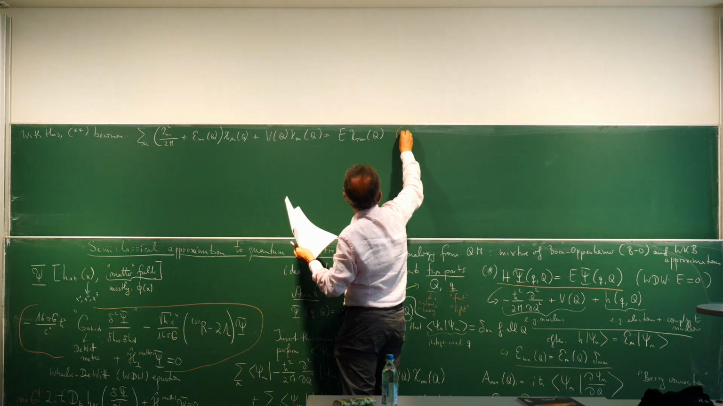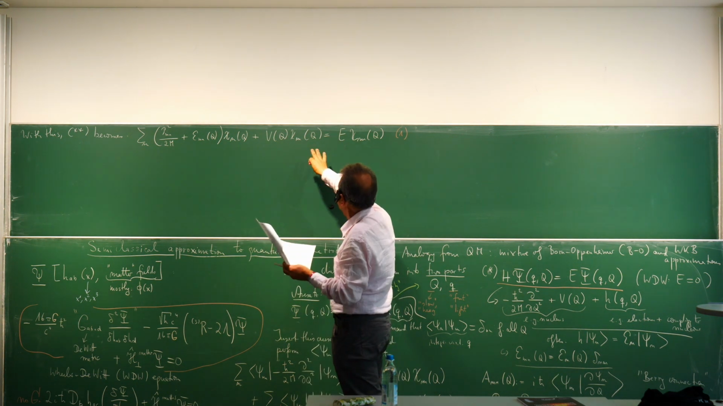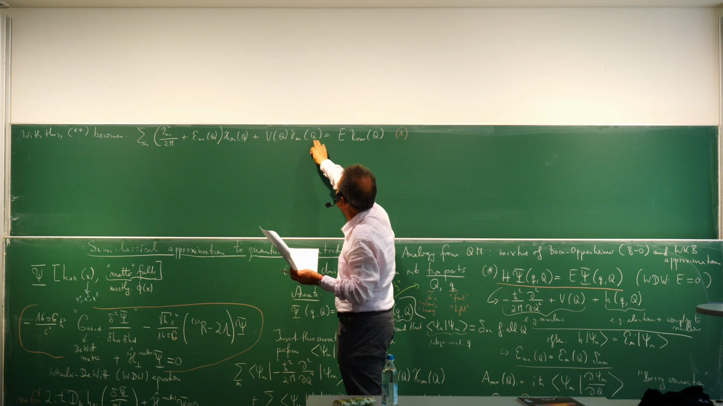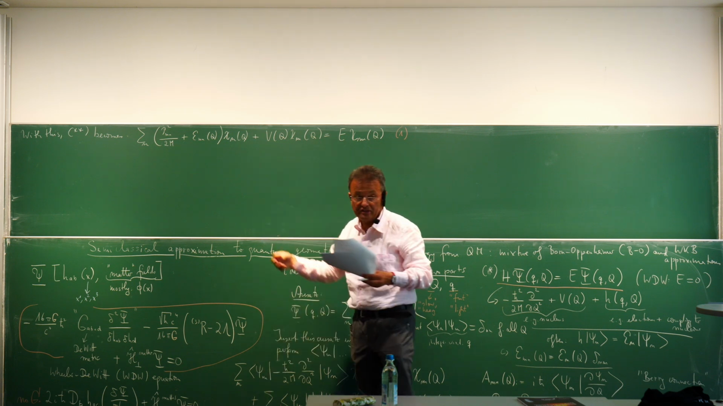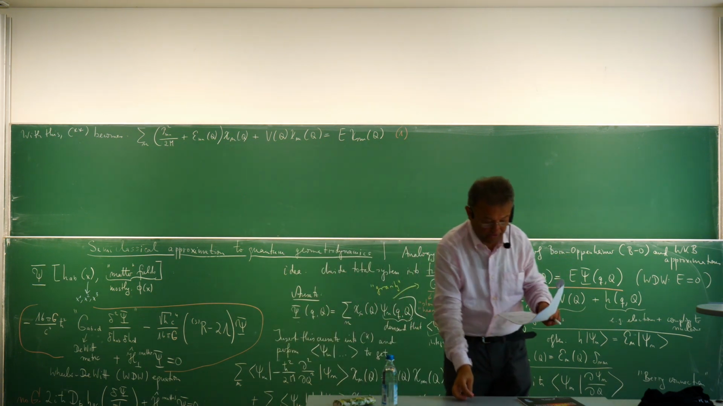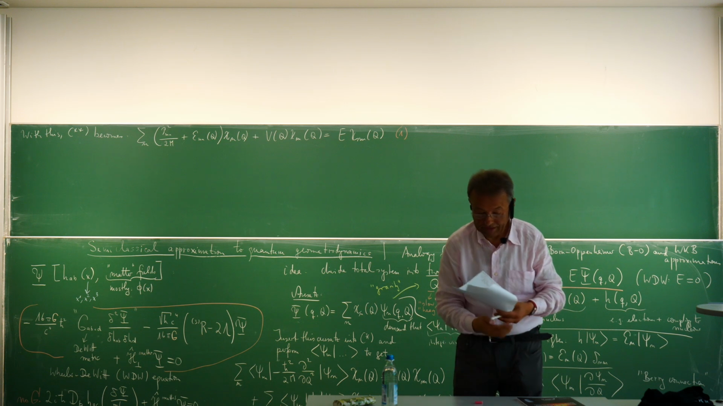We will have two equations. Basically one for the chi part, which is the one of the heavy part, and one for the psi part, which is the light part.